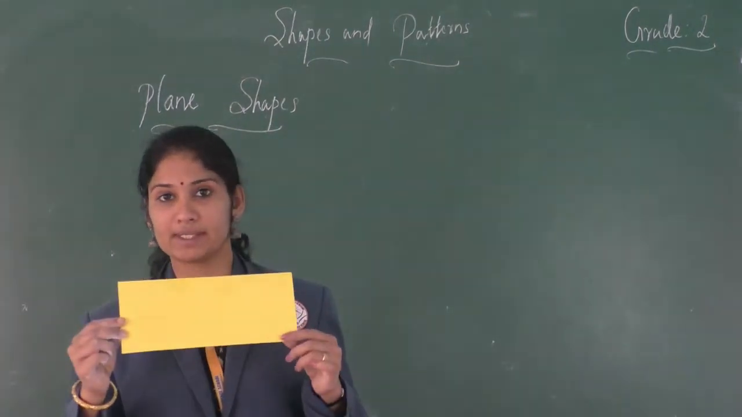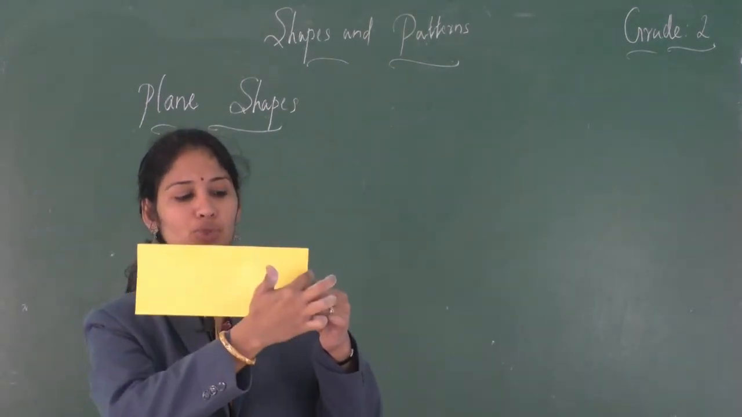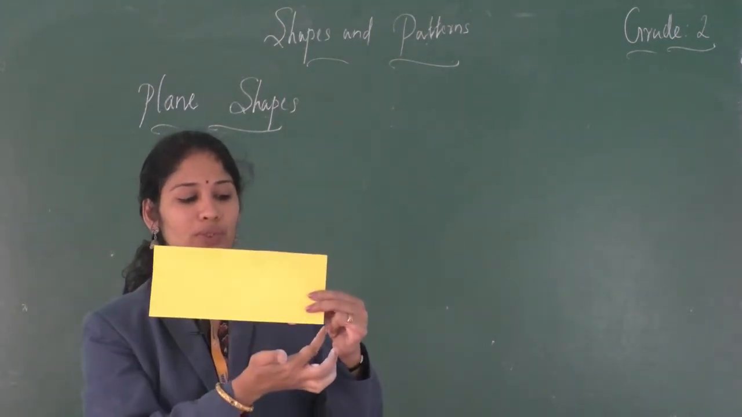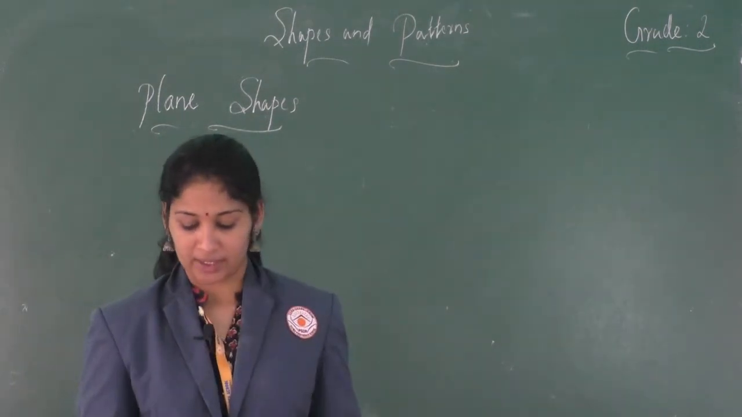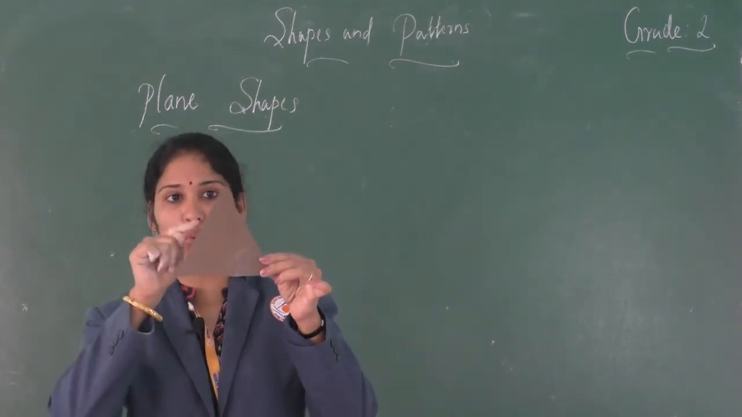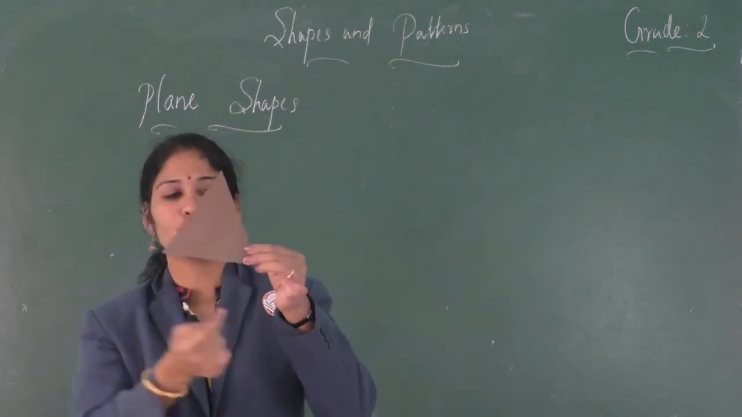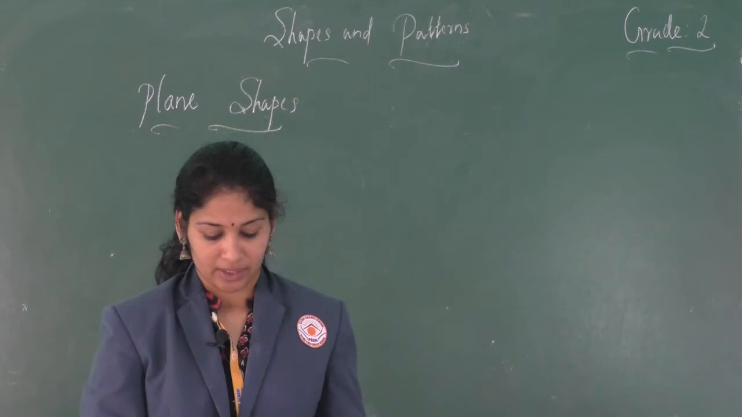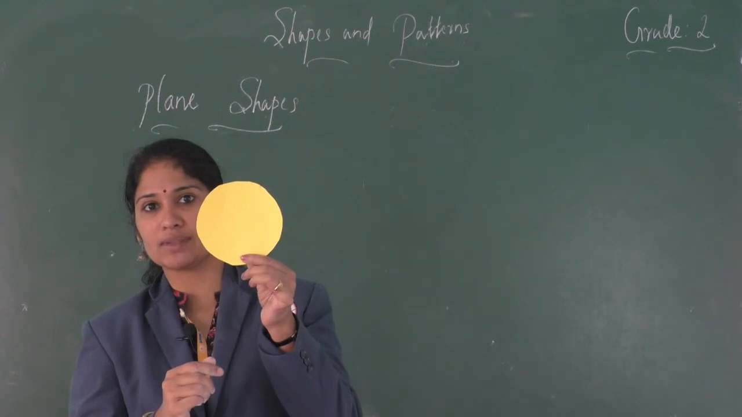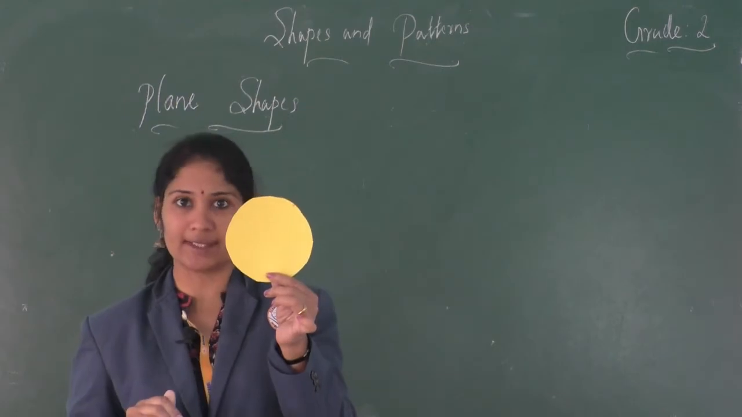Children, which shape is this? Yes, it's a rectangle. And how many sides are there? 1, 2, 3, 4. How many corners? 1, 2, 3, 4. And which shape is this? Yes, it's a triangle. And how many sides? 1, 2, 3. How many corners? 1, 2, 3. And here, which shape is this? Yes, it's a circle. How many corners and edges? There is no corner or edges because there is no straight lines.